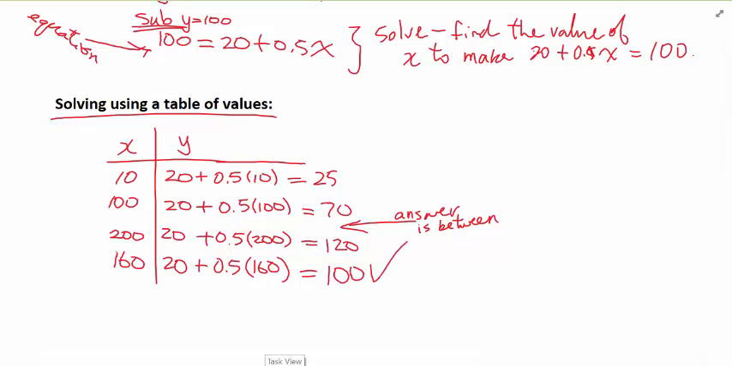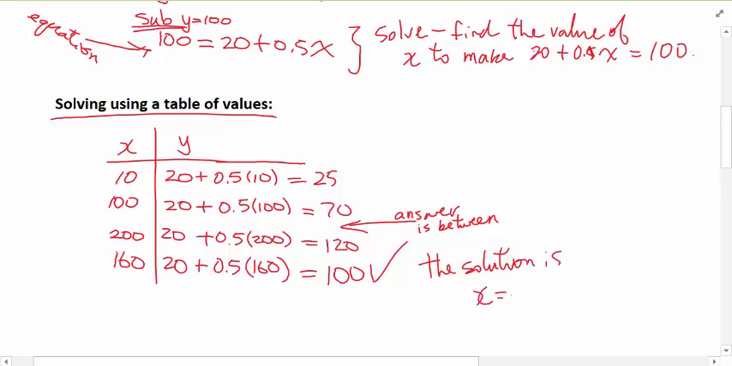What's the answer? What's the solution? X equals 160 is the solution, right? All right. So the solution is X equals 160. So it means she can drive 160 kilometers or something.